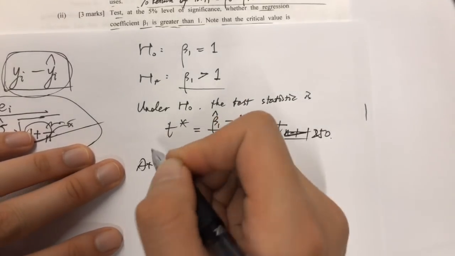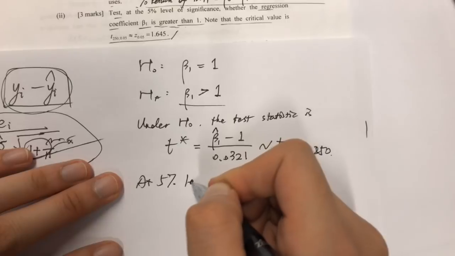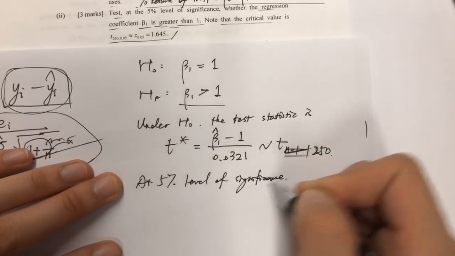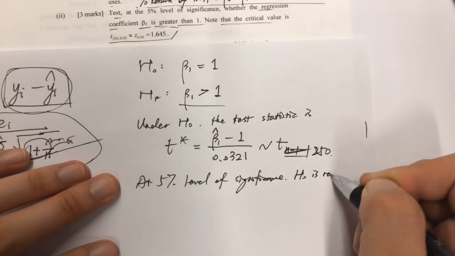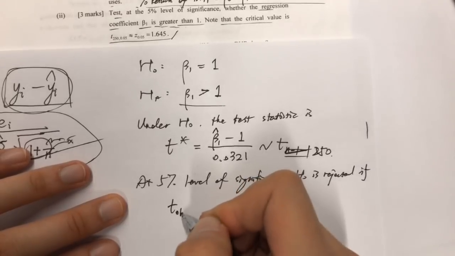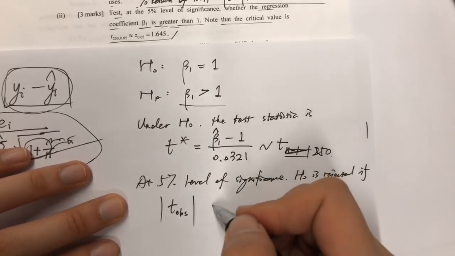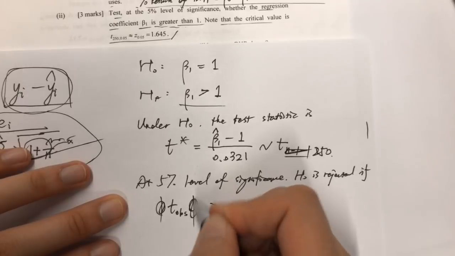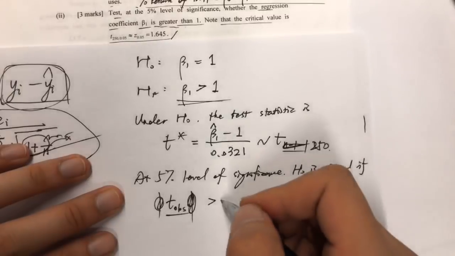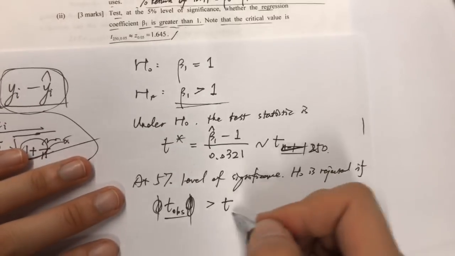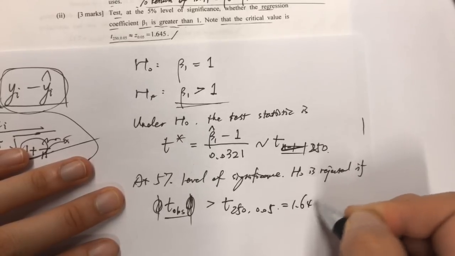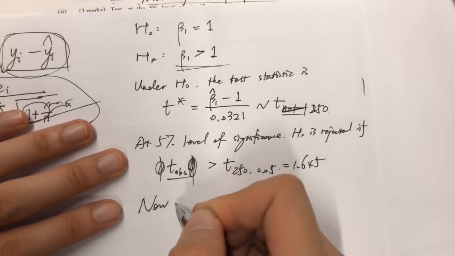At the 5% level of significance, H0 is rejected if what? If the observed value of the test statistic is, no, not the absolute value. This is only a one-tailed test. So H0 is rejected if the observed value of the test statistic is greater than the critical value, t 250, 0.05, which is 1.645. Now let's calculate the results.